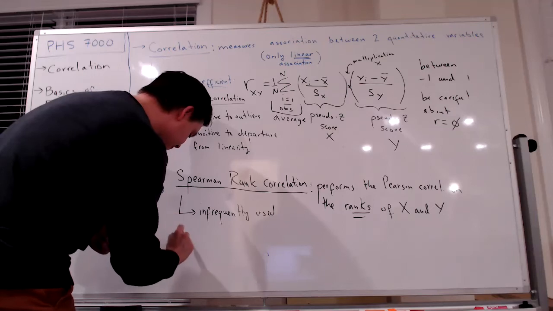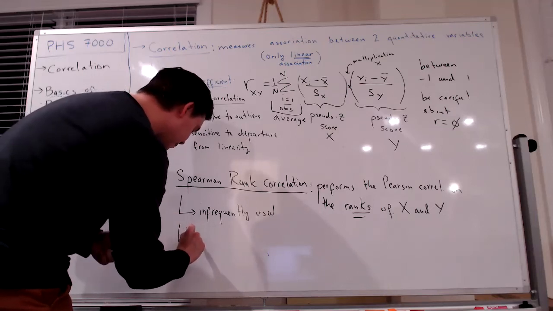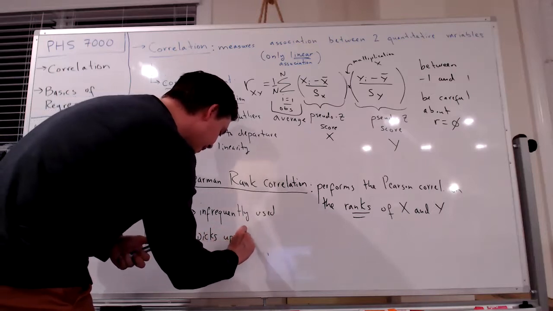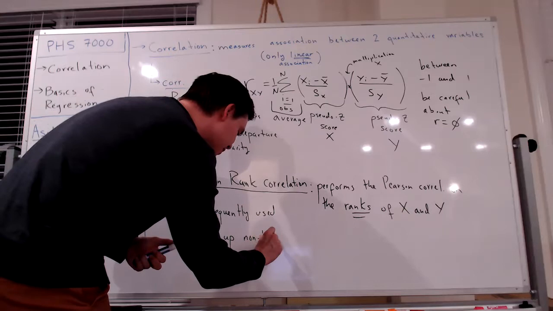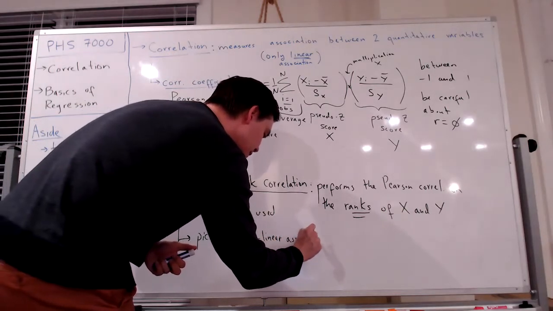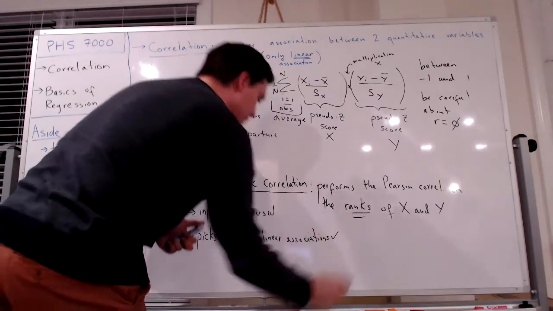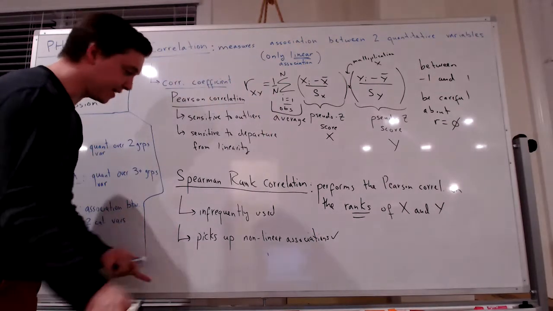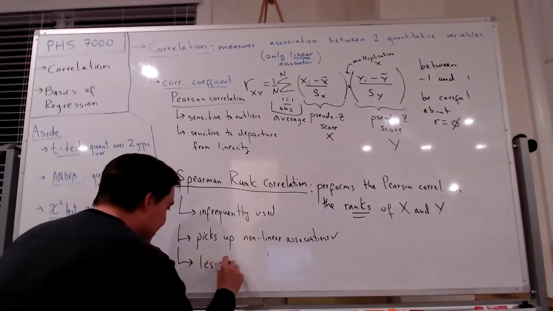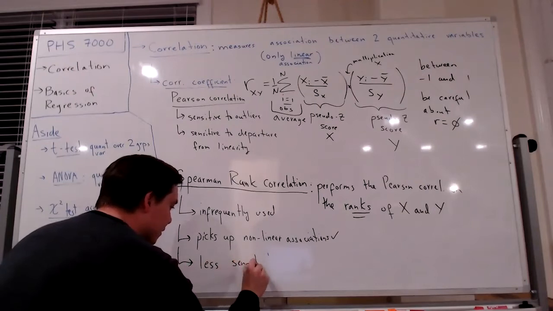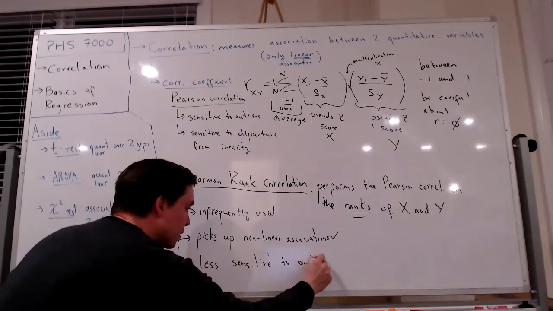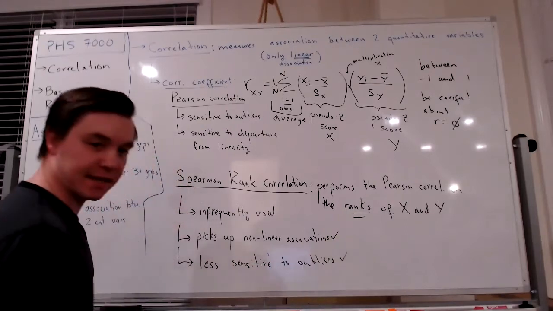But it picks up non-linear associations. So that should make us happy because a lot of things are nonlinear, and it is less sensitive to outliers. And this should make us happy.